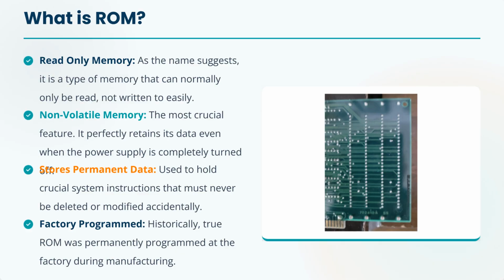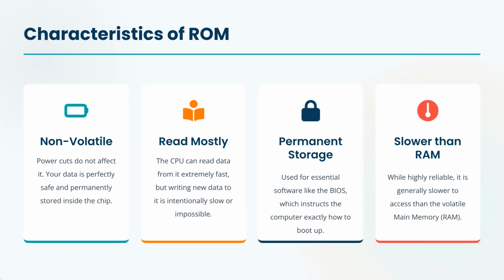ROM stores permanent data, such as crucial system instructions, and historically, it was factory programmed during manufacturing. ROM's characteristics include being non-volatile, keeping data safe even with power cuts. It is read mostly by the CPU very quickly, but writing is difficult. It is used for permanent storage like the BIOS for booting. However, it is generally slower to access compared to RAM.